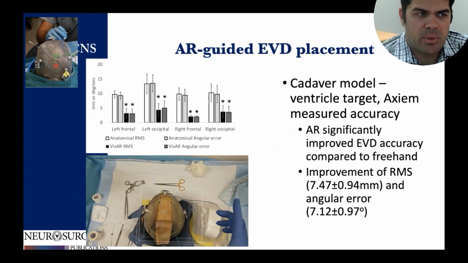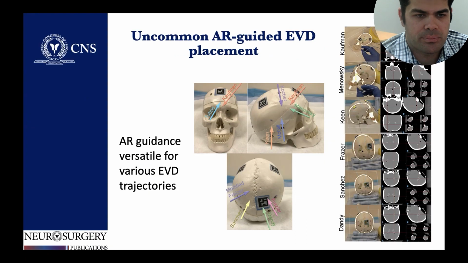So for ventricles that are very large, perhaps you could hit them when you're 1 centimeter off. But for small ventricles or a trauma setting where there's been shift, augmented reality adds that extra margin of security that could be very useful in some situations.